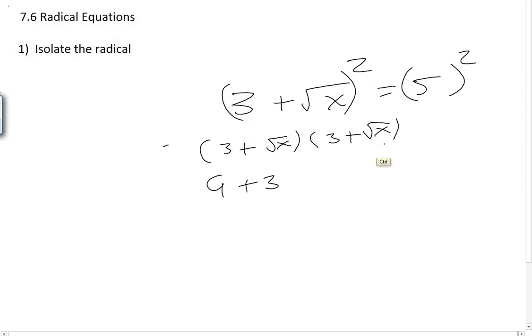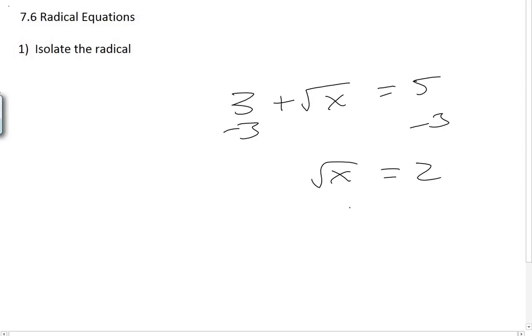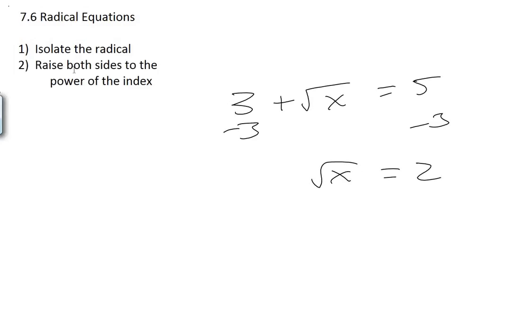So what should I do? I should always completely isolate the radical first, get it completely alone, and then square both sides. Like in this case, I should have just subtracted the 3 from both sides so that the square root of x is equal to 2, and now I can solve it. The second step is that once you have the radical by itself, then you raise both sides to the power of the index. Like in this case, I have a square root. If I have a square root, then the index is 2, right? It's not written, but that's how I know to square both sides.